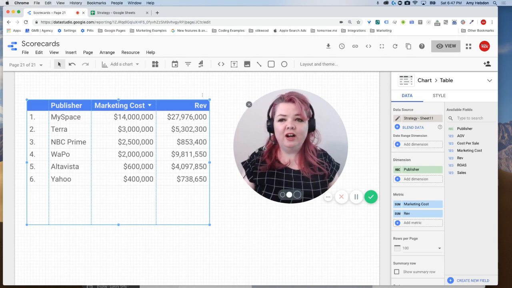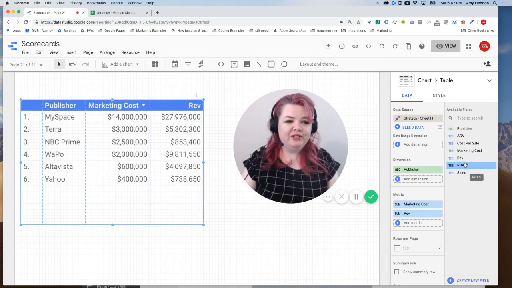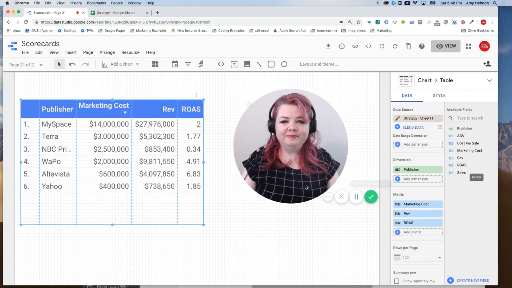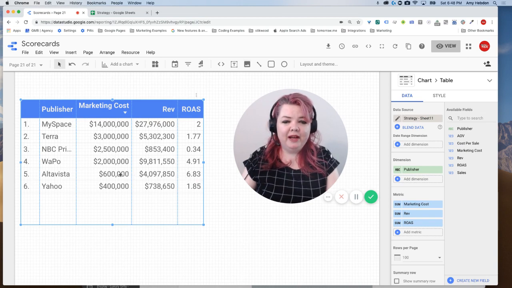So the next logical decision we're going to make is to add a ROAS column, which I've already got pre-calculated for you. So let's just go ahead and add that in here. When we start to look at the ROAS, immediately a few things stand out, right? The thing I like about ROAS is that it shows the relationship between cost and revenue. ROAS is calculated by revenue divided by ad spend. So looking at MySpace, we've got a 2-to-1 ROAS. Looking at Alta Vista, we have almost a 7-to-1 ROAS.